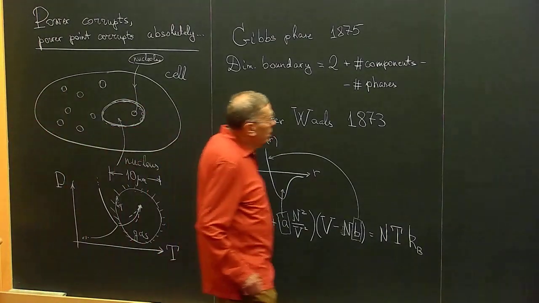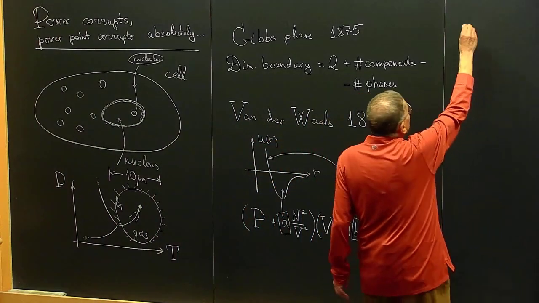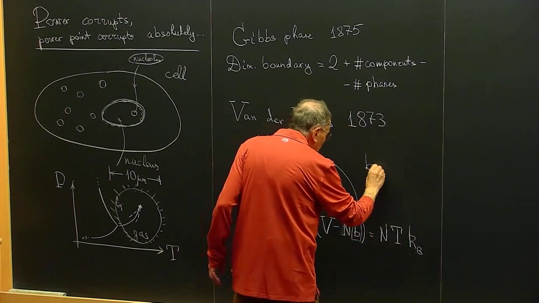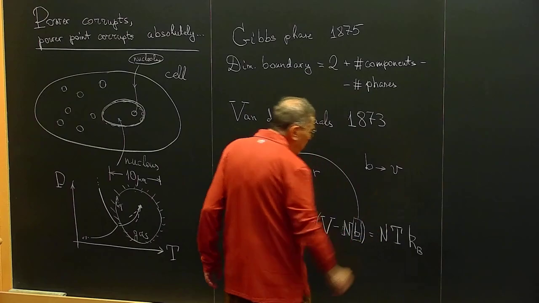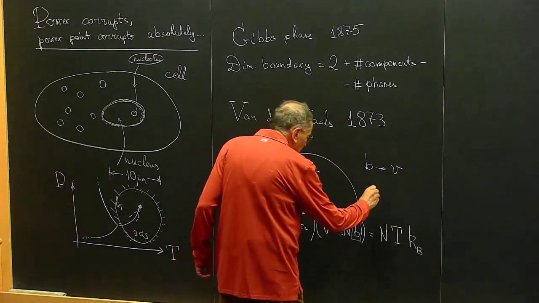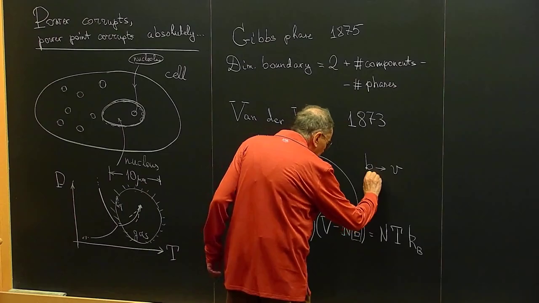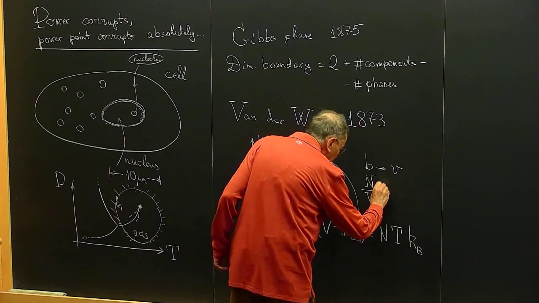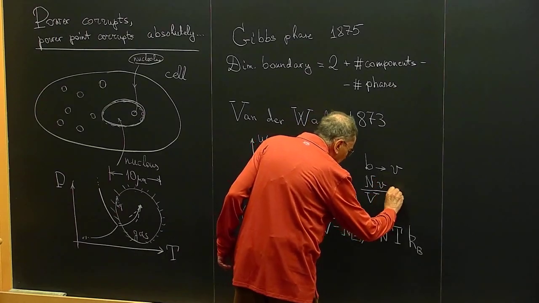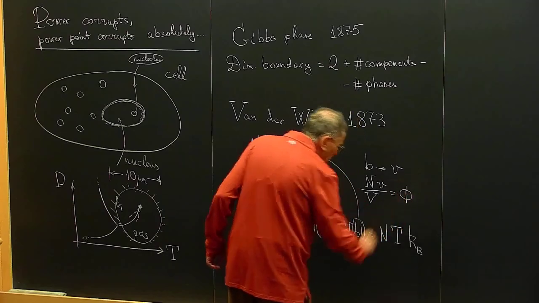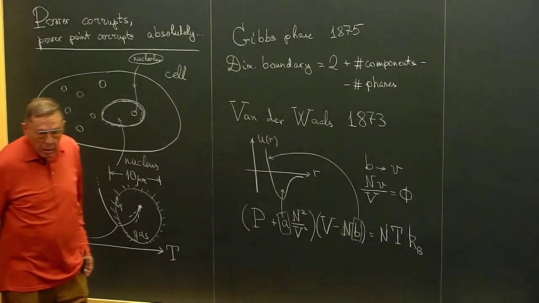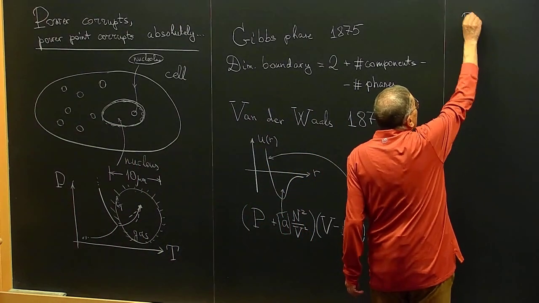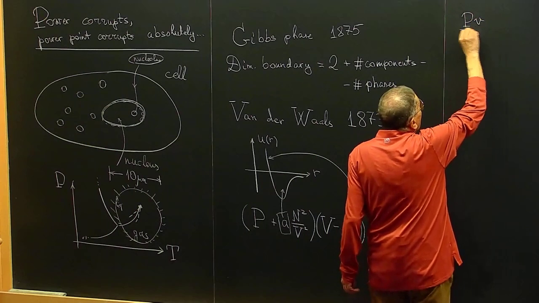So if you allow me to manipulate this a little bit algebraically, first of all, I will rename this b to be little v because it's just the volume of one particle. And then I will say that n, the total number of particles divided by the total volume of the system and multiplied by the volume of one particle, I will call phi. This is the volume fraction of the material. And then my equation of state will be rewritten.